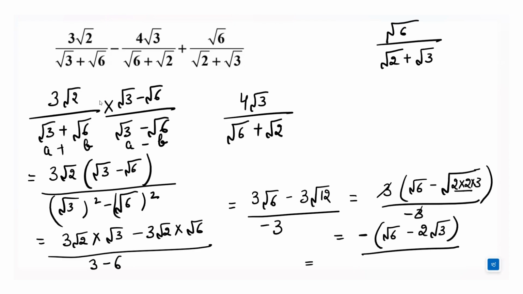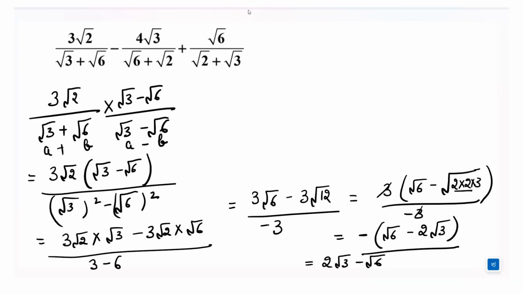Now finally, the signs will change. So we'll get 2 root 3 minus root 6. Then minus whatever value we will get after solving this part, we'll write down here within the brackets. So let's find out the next value.